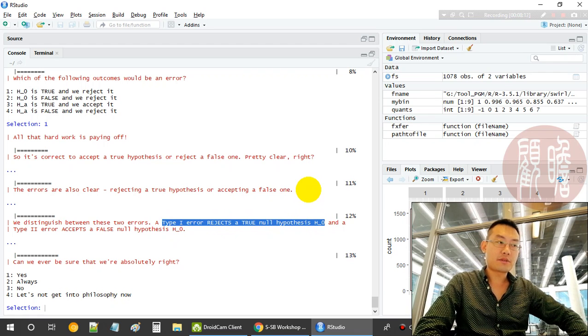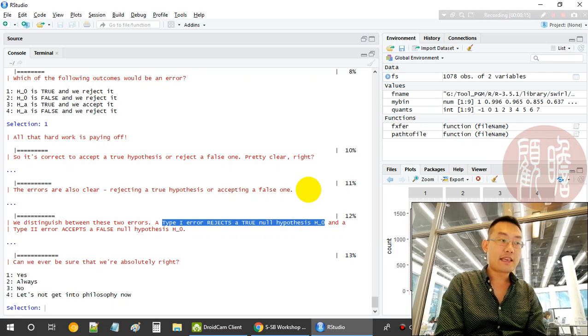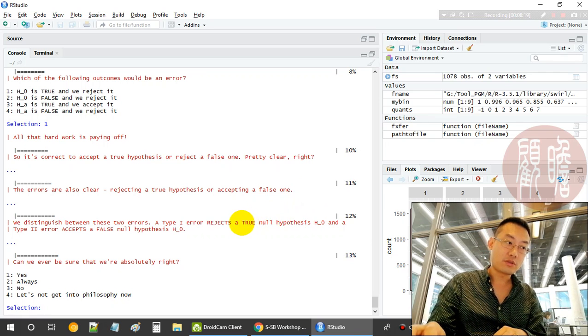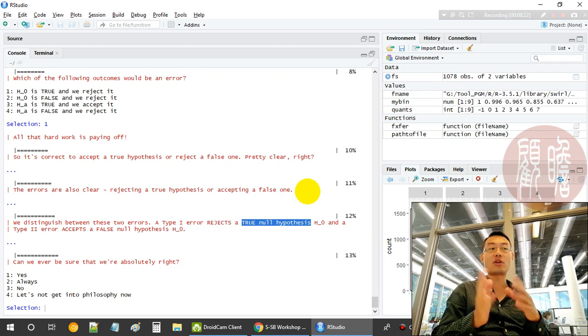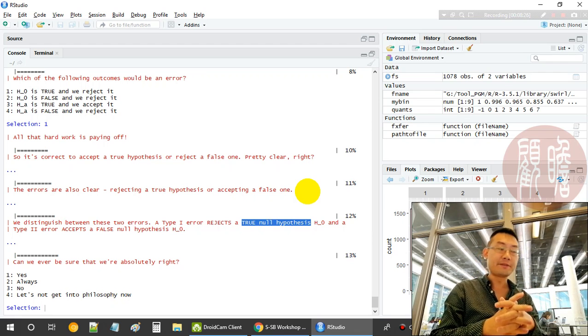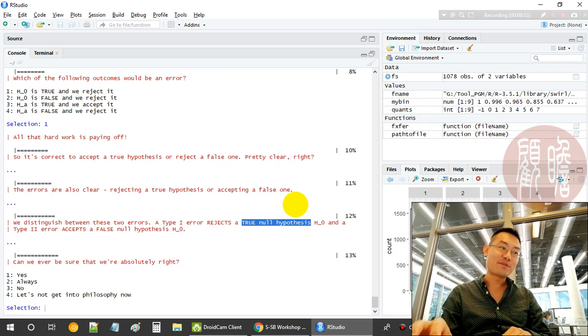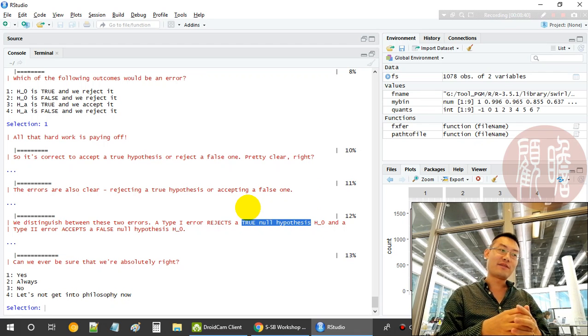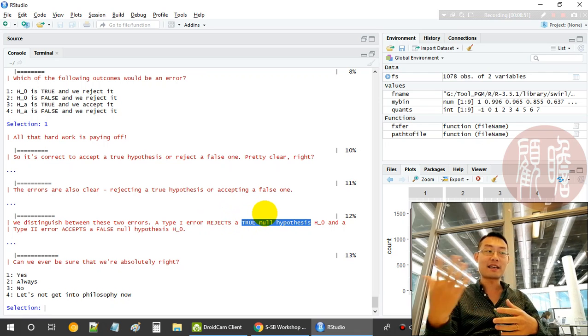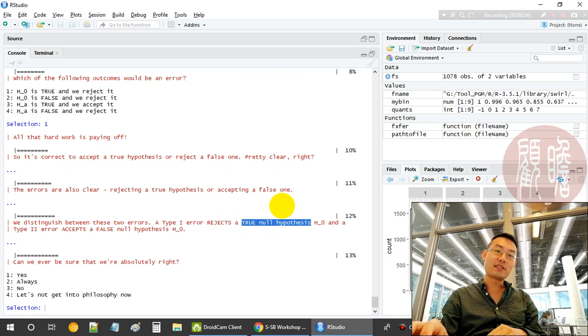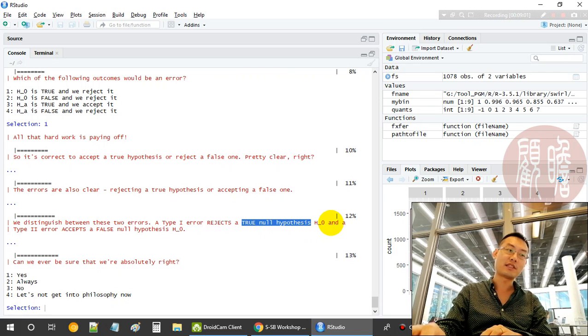Say in the court, someone is being captured, an innocent person, a real innocent person, which is a true null hypothesis. The null hypothesis is that a person is always innocent unless proved guilty, right? So someone like Sam, I'm a truly innocent person, so I'm a true null hypothesis. If the court says, hey Sam, I have to convict you, then it is actually rejecting a true null hypothesis. I'm innocent, but I go to jail. This is called type 1 error. So sending some good person to jail is rejecting a true null hypothesis, which is an error.